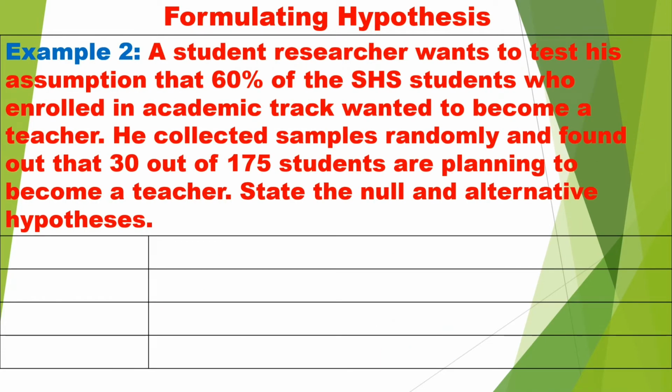Example 2. A student researcher wants to test his assumption that 60% of the senior high school students who enrolled in the academic track want to become a teacher. He collected samples randomly and found out that 30 out of 175 students are planning to become a teacher. State the null and alternative hypothesis.